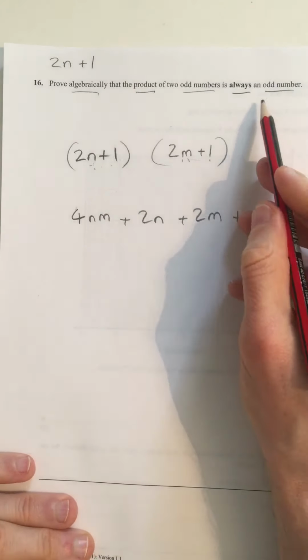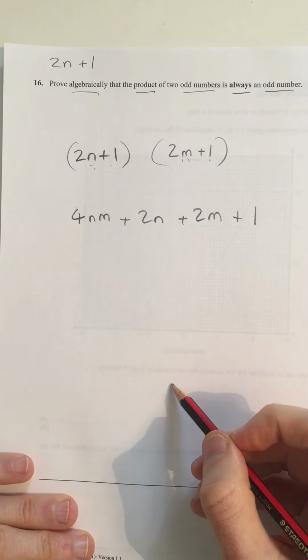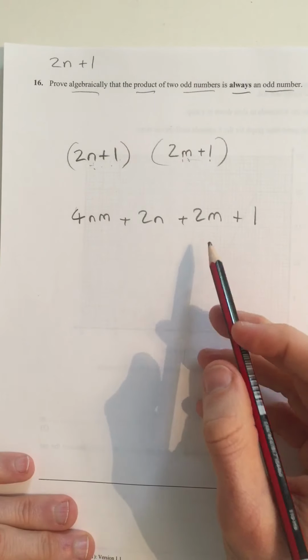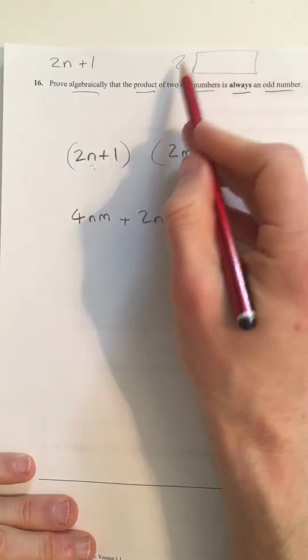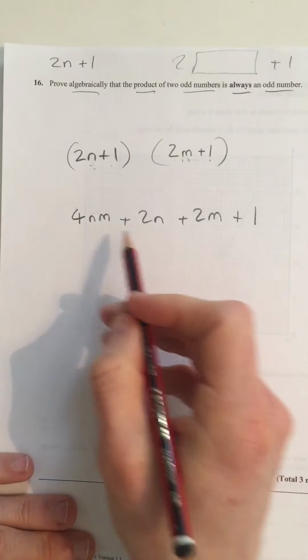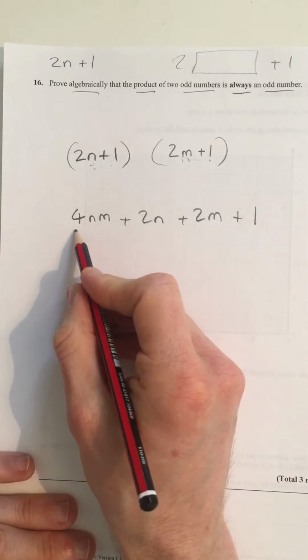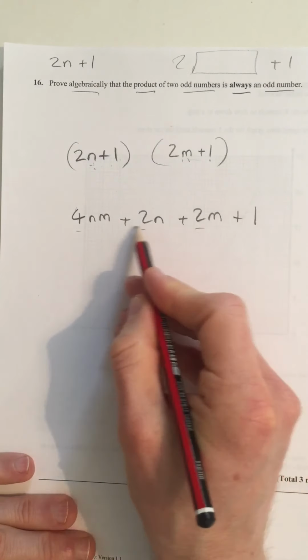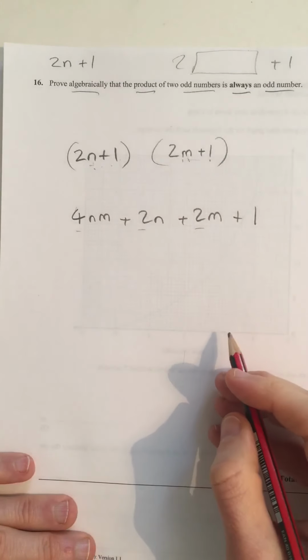And I need to now show that this is always an odd number itself. And remember what I said, an odd number can always be represented as 2 times something, because we know that's going to be even, plus 1. So I want to make that look like that, which I can do because all of these terms at the front have all got a common factor of 2.